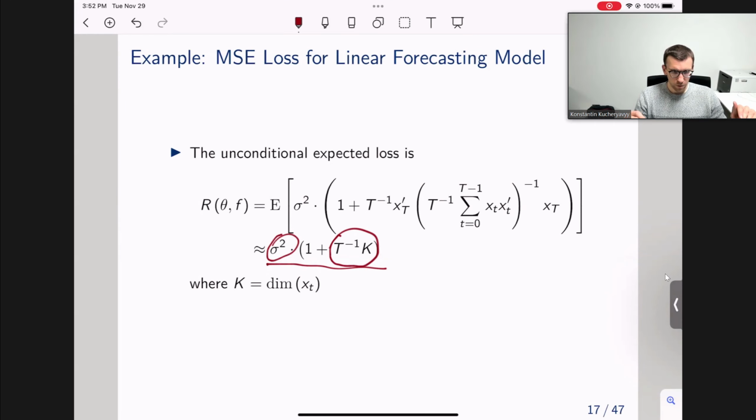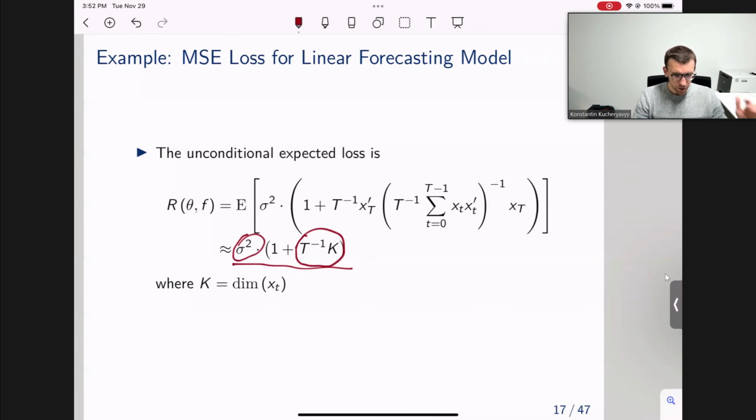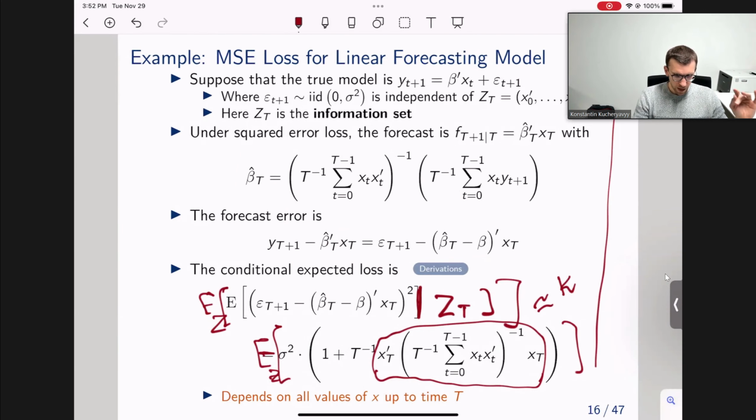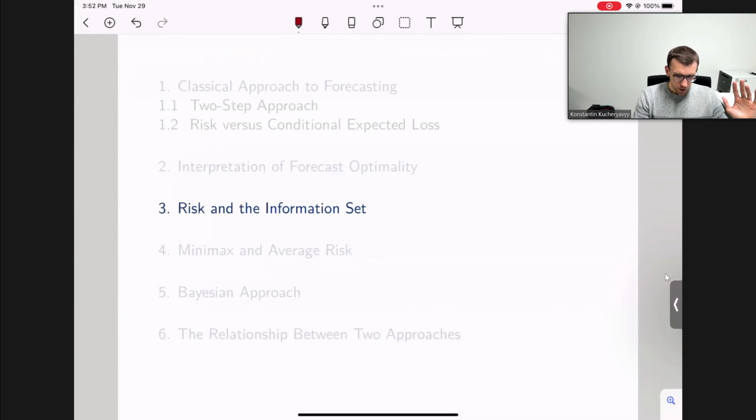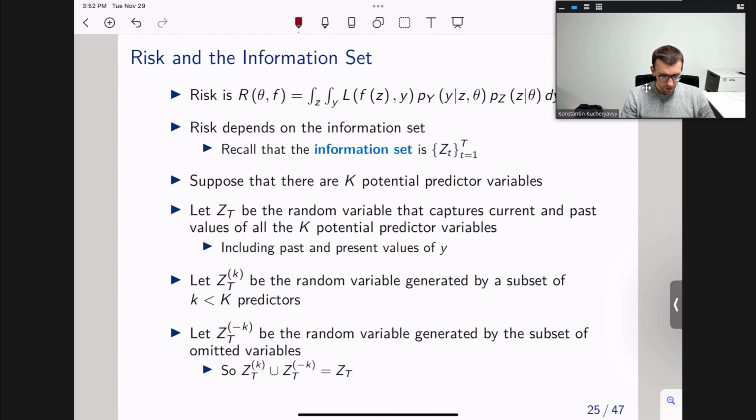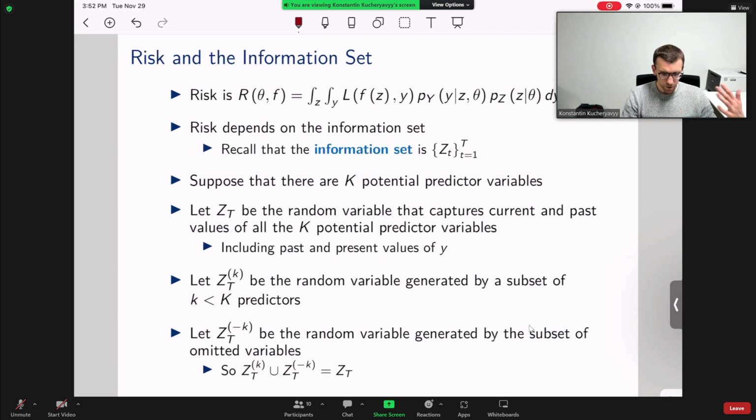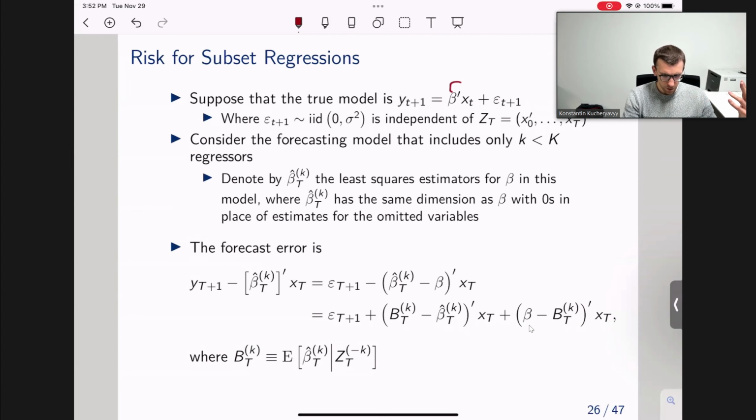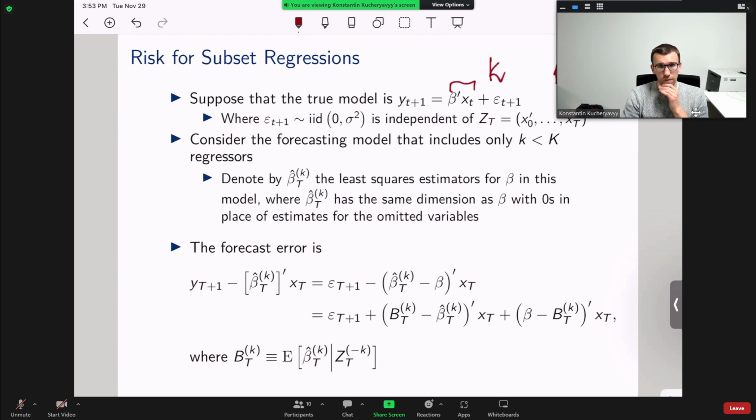Now, I want to move to yet another source of non-optimality, which has very deep insights into this whole business of forecasting. I will continue this example, but now I will complicate it a bit. So this is what I skipped last time. Suppose now that we know that there are K big potential predictor variables in our linear model, but we choose only a subset of them, k.